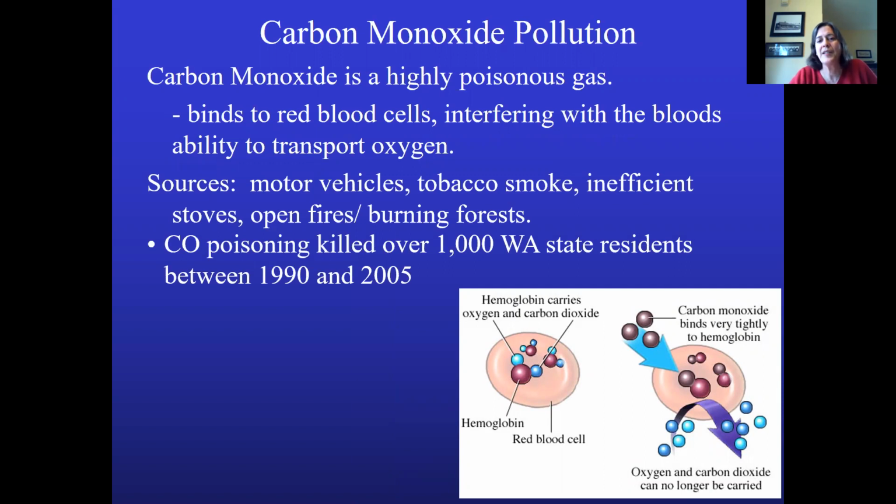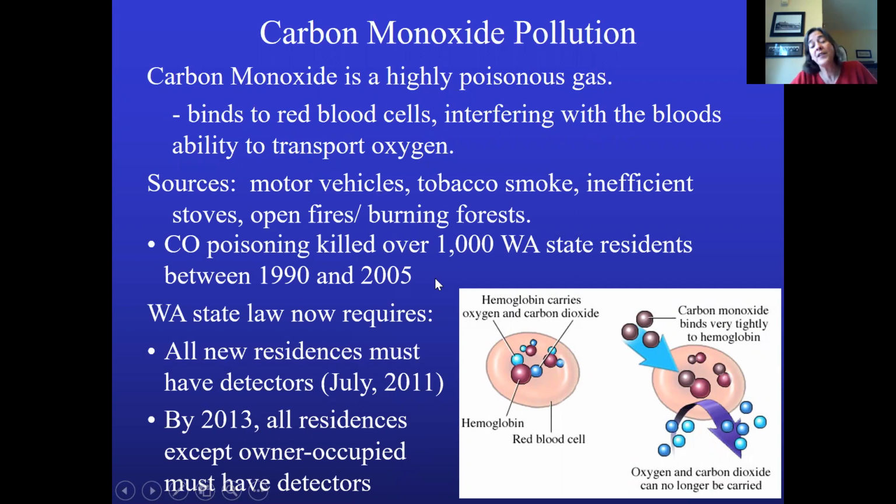So it turns out this is 1,000 residents over a 15-year period. And now it turns out all new residences must have detectors. And by 2013, all residences except owner occupied. So if you live in an apartment, you should have one of those. I have my own house and I have one and I still haven't set it up yet. And I probably should. So again, if you're owner occupied, they don't really regulate it. But if you're renting or if you live in a new house, they're required to have them.